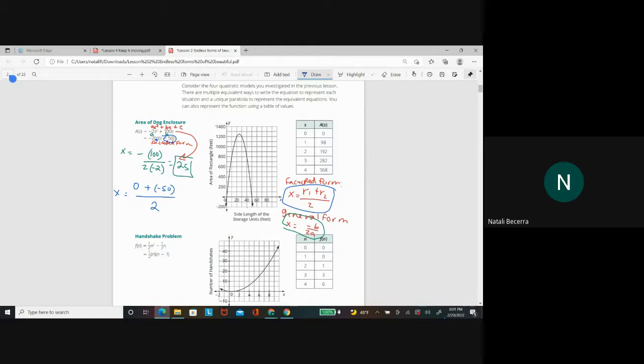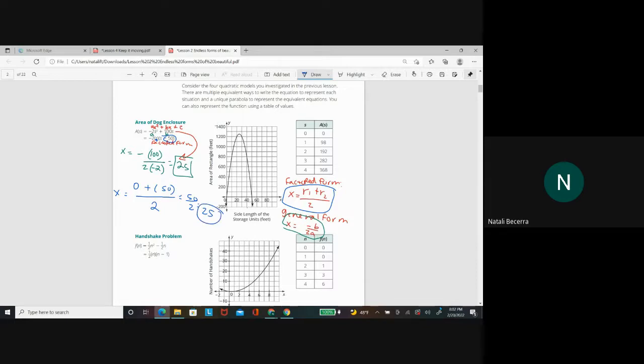Sorry, guys. I'm trying to check something in the book real quick because I don't know if they want me to show that. Okay. So for this one, it would just be a positive 50. You don't have to bring the negative 50 with it, okay? It'd just be positive 50. So 0 plus 50 is just 50. And 50 divided by 2 is 25. So you see we get the same thing.